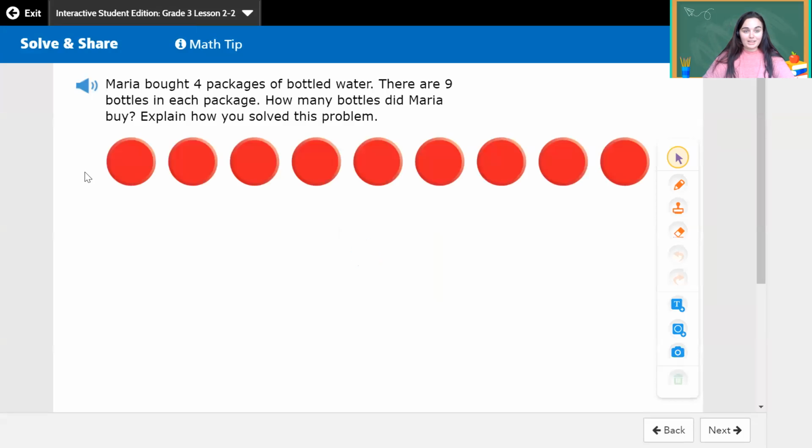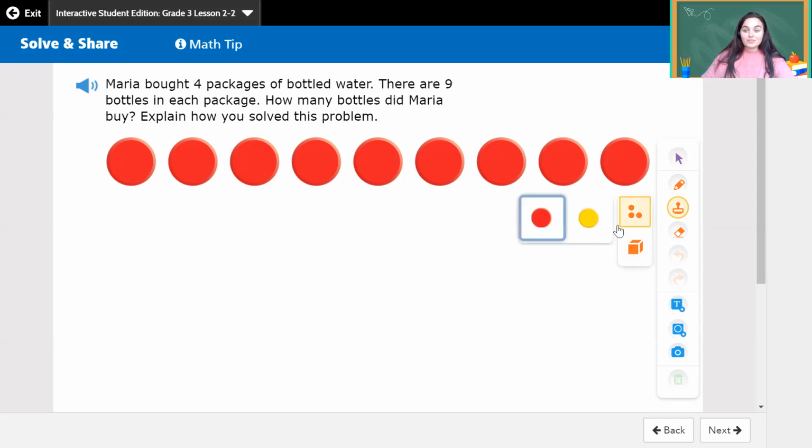All right, so our question asks, Maria bought 4 packages of bottled water. There are 9 bottles in each package. How many bottles did Maria buy? Explain how you solved this problem. Okay, so if I were going to solve this problem, I would use an array, just like what they've started, in order to answer this correctly, okay?